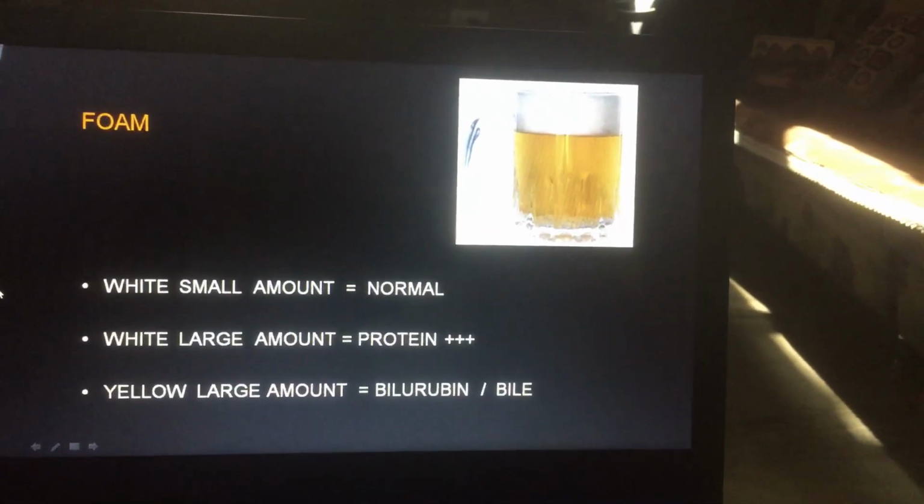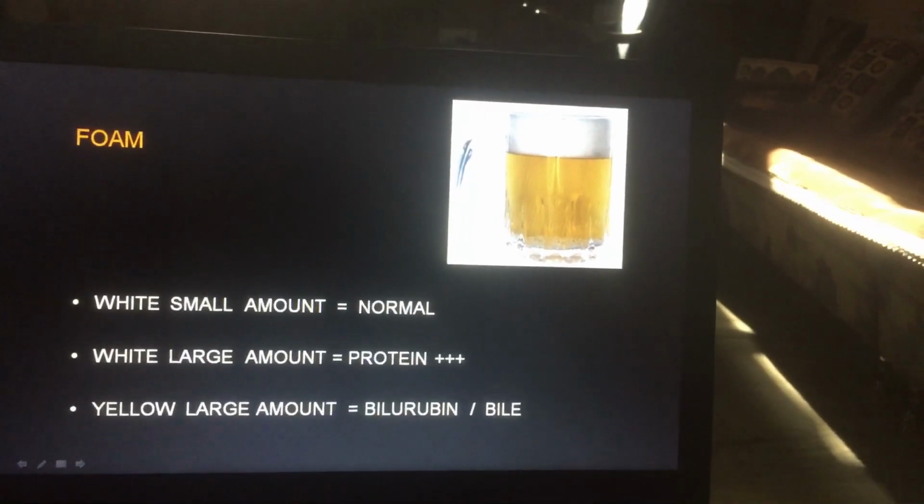So this ends our lecture on physical examination. The next lecture will be on the chemical examination.